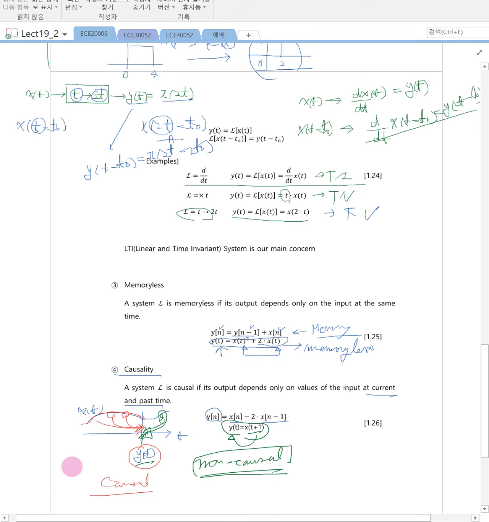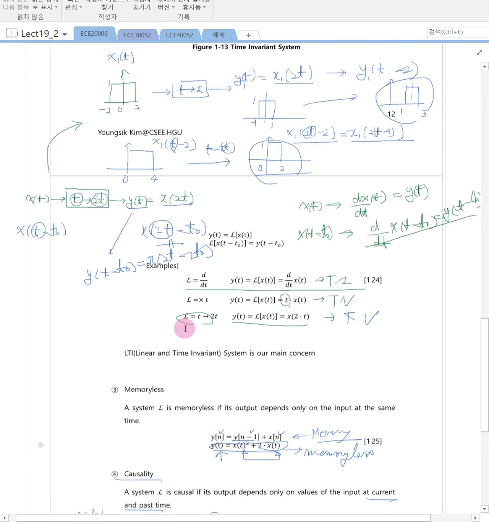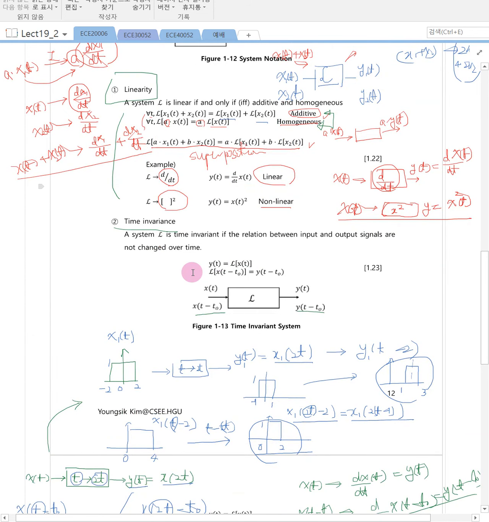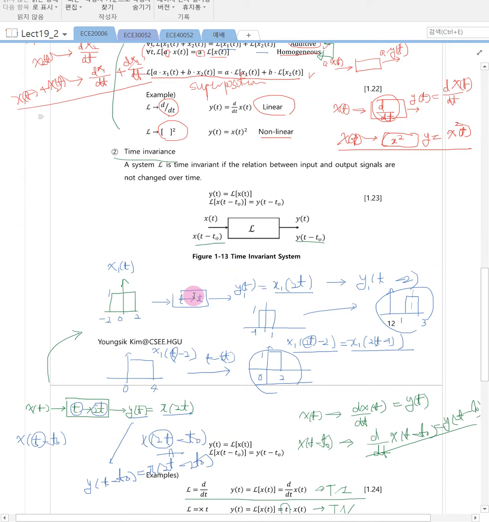Okay, we talked about 4 different system characteristics. The first one is linearity. Linearity is related to additivity and homogeneity. If you satisfy both of these conditions, superposition works. I gave you some typical examples of how to test linearity. The next one is time invariance. Basically, time invariance means that the system remains constant over time. If you shift the input in time this way, then the output is shifted by the same time. Then this is called time invariant.